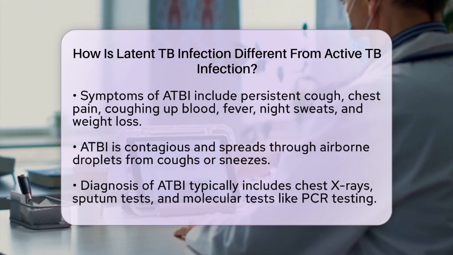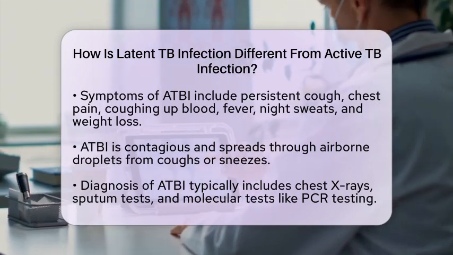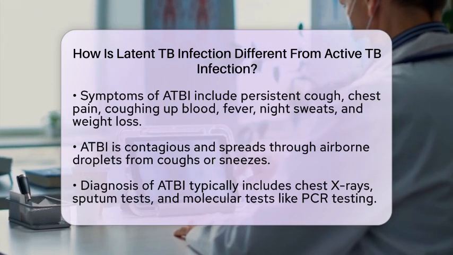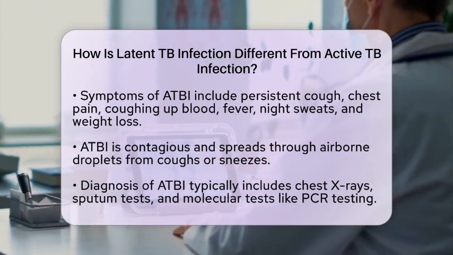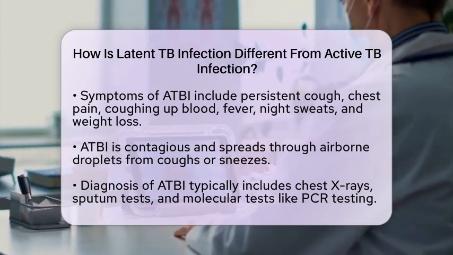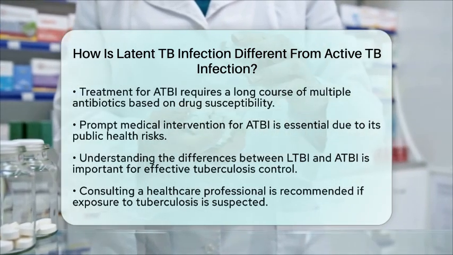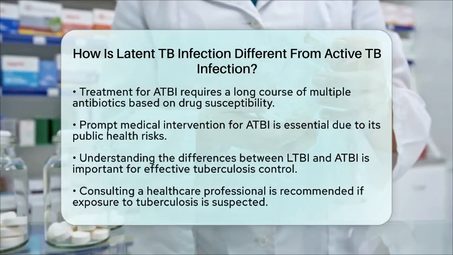Treatment for active tuberculosis requires a longer course of multiple antibiotics, tailored to the specific drug susceptibility and severity of the disease. Because active tuberculosis poses a public health risk due to its infectious nature, prompt medical intervention is crucial.